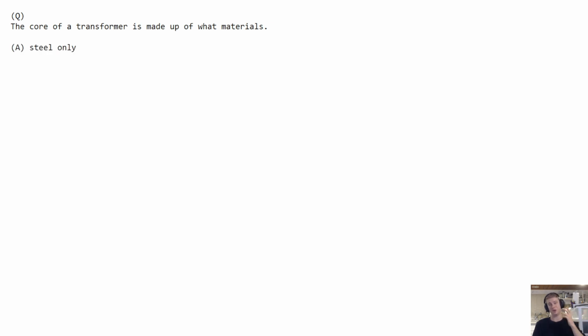Next, the core of a transformer is made up of what materials? And this would be steel only. Okay, so no copper or anything like that. So they're talking about the actual complete core. Obviously, when you're thinking about the core of the Earth, you're not going to think about what's surrounding it. You're just thinking about the very, very core.